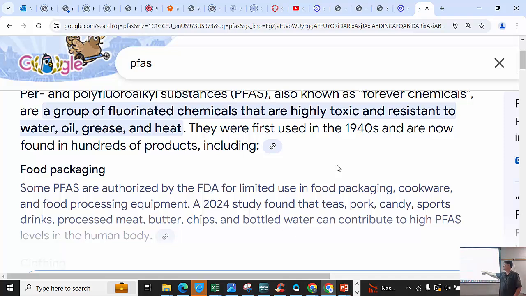But a 2024 study found that teas, pork, candy, sports drinks, processed meat, butter, chips, and bottled water can contribute to high PFAS levels in the human body. Now, the thing is, what does PFAS do to the human body? So I tried to look that up, and there isn't all that much information on that. The human body is very complicated.